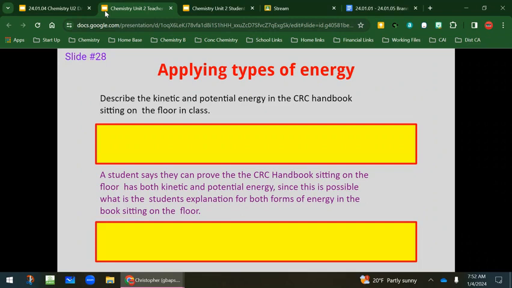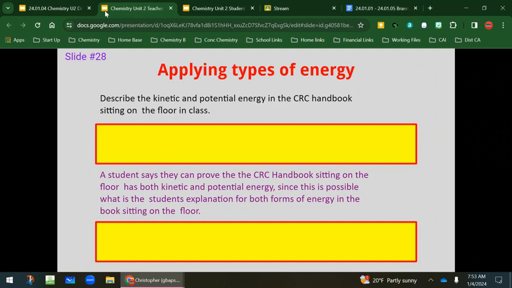I could light it on fire. I could explode it. You could burn the book. There is potential energy stored in the pages of that book, in the chemical bonds holding the paper together. You can actually burn the book and get potential energy out of it.